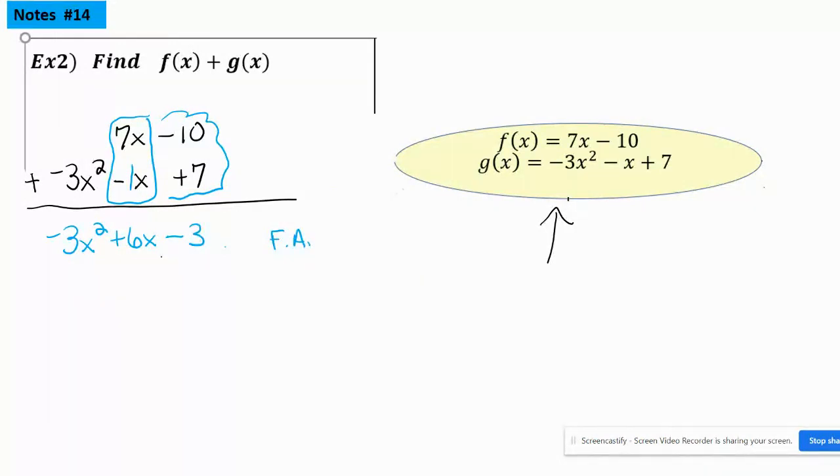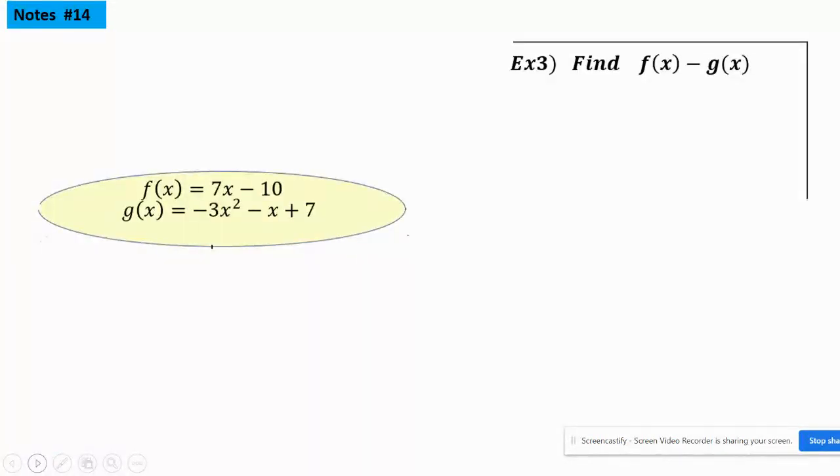Okay, so now we're going to do example 3. Now it says to do f of x minus g of x. Now when you subtract, you have to distribute the negative or add the opposite. So we're going to write down 7x minus 10.